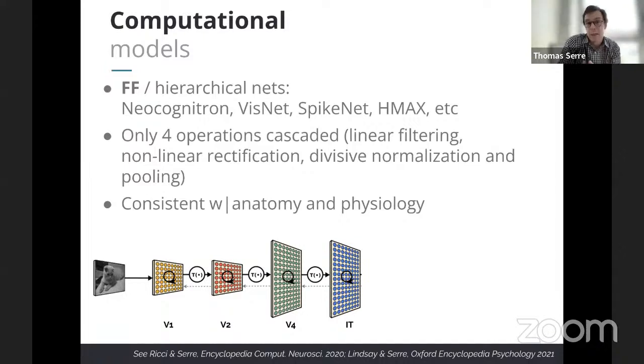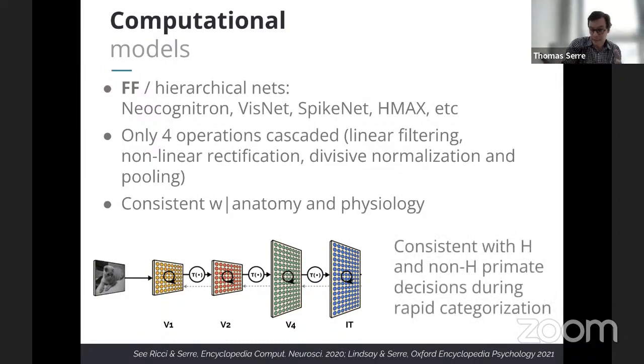Those models are feed-forward hierarchical models, and interestingly, they use only 4 operations in order to account for experimental data: linear filtering, followed by a nonlinear rectification, some form of divisive normalization, and some form of pooling. And just stacking these 4 operations in a feed-forward manner through a cascade of processing stages has been sufficient to account for a host of anatomical and physiological data.